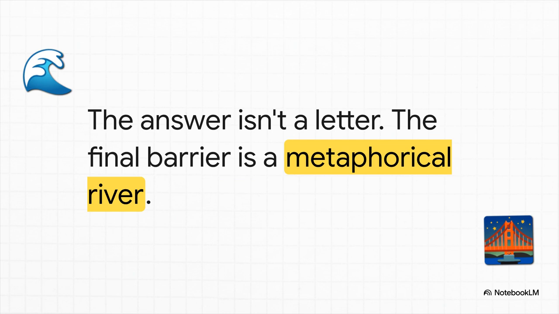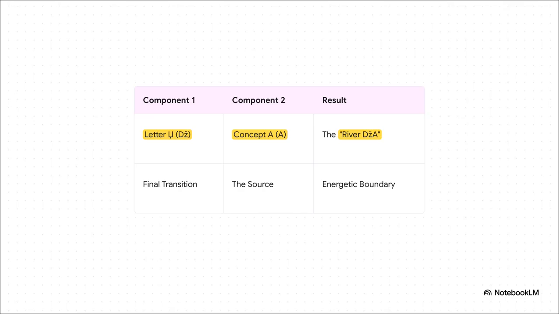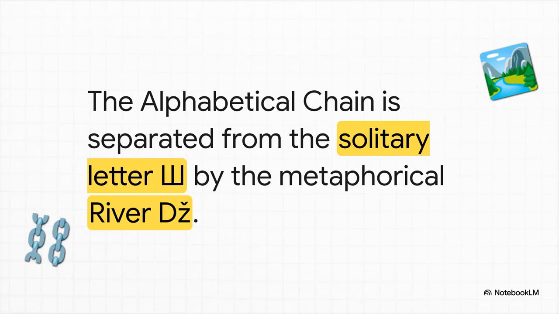The ultimate line in the sand for this alphabetical code is a river. The symbolic logic here is just beautiful. The code takes the alphabet's second to last letter, J, or DJ, which represents this powerful, dynamic transition. It combines that with A, the symbol for the very beginning, the source of everything. And together they form the river J, a kind of metaphysical, energetic boundary that separates the main alphabet from its final conclusion.